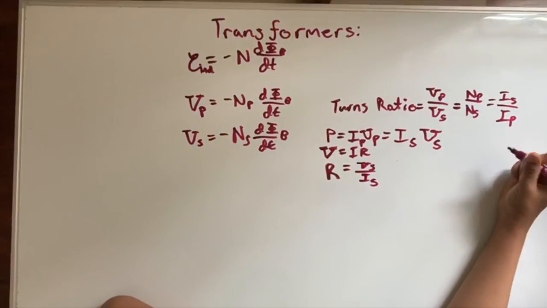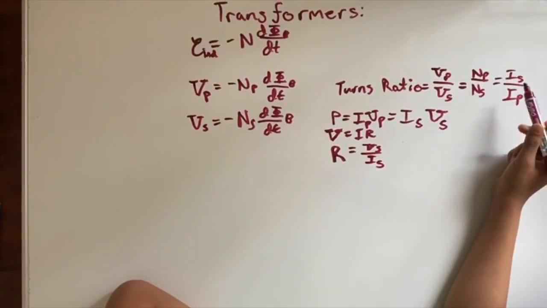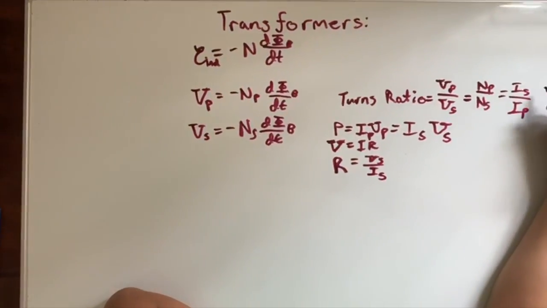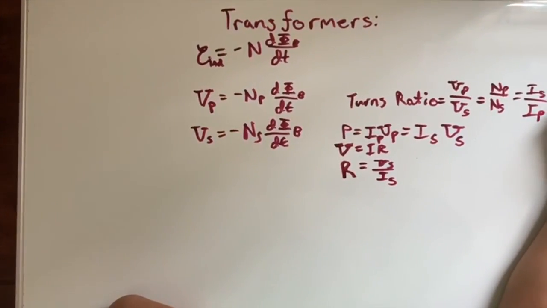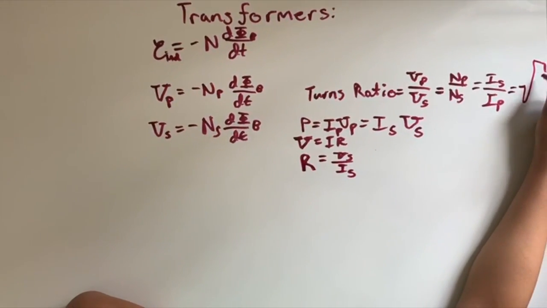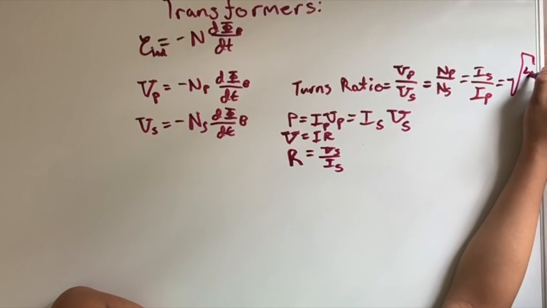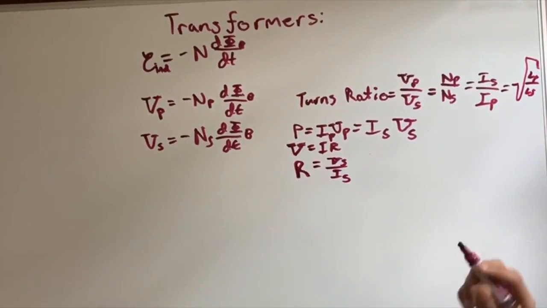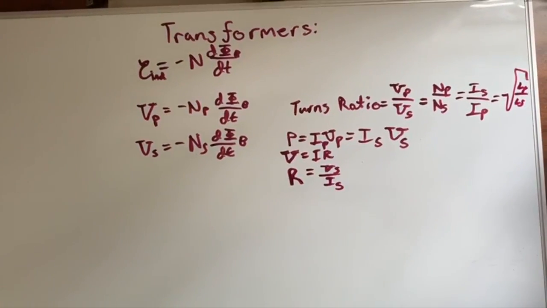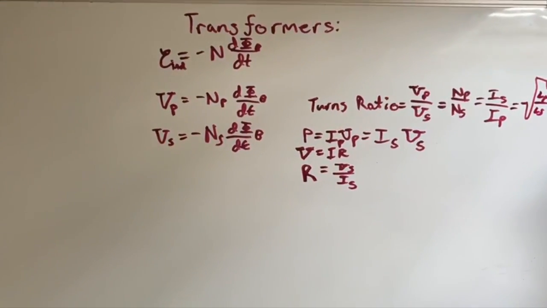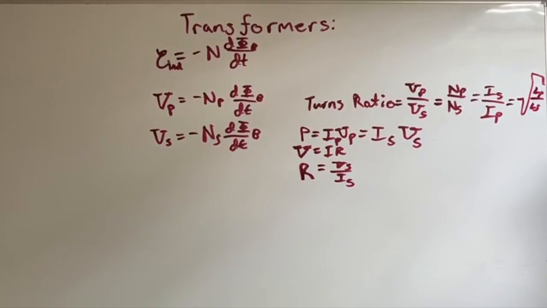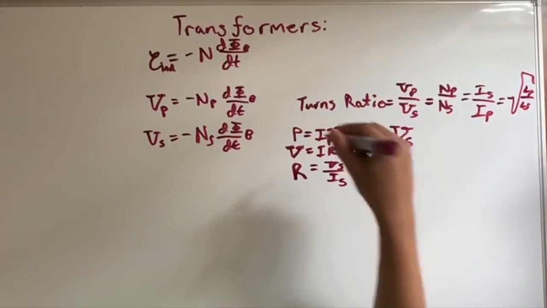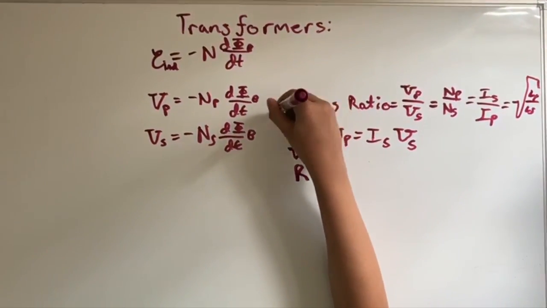But usually you're going to be asked for the relationship between one of these three, and if anything, you might be asked to know that this is also equal to the square root of inductance in the primary coil over inductance in the secondary coil. That's a fun exercise that I can leave for you to do. And one last thing to know is that this stuff is usually going to be equal to some constant. I guess you could just call it C.